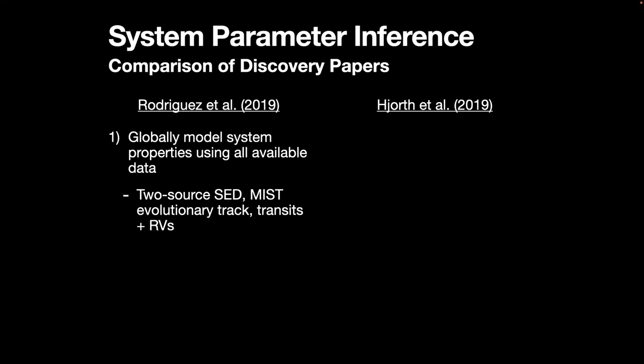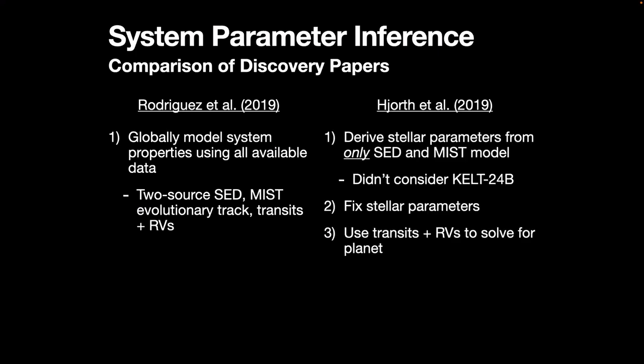So starting with Rodriguez et al. 2019, they globally modeled their system, jointly fitting everything at once, including this now bound source. So they used a 2-source SED. They modeled their transits, radial velocities, and broadband photometry and evolutionary tracks, imposing agreement all at once, whereas Horch et al. 2019 chose to derive their stellar properties strictly from the SED and the MIST evolutionary tracks and did not consider the bound source of KELT-24b. And then they fixed their stellar parameters based on the SED and the evolutionary track, and then used the transits and radial velocities and all of those observables to actually solve for KELT-24b.